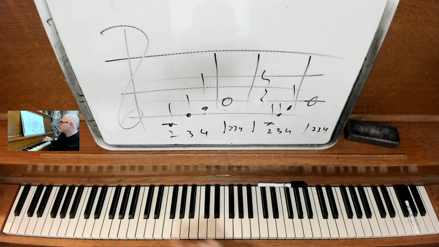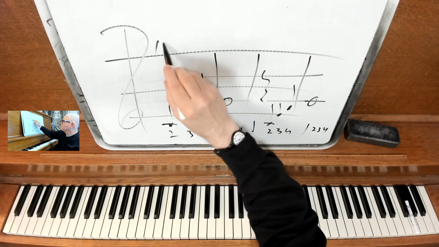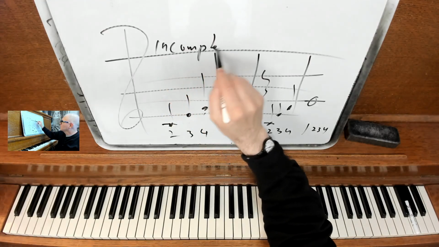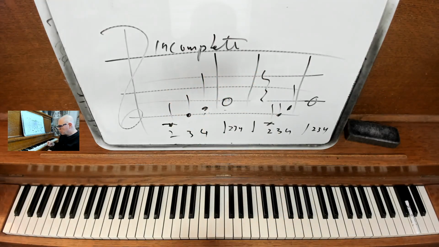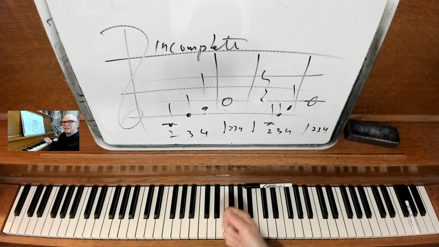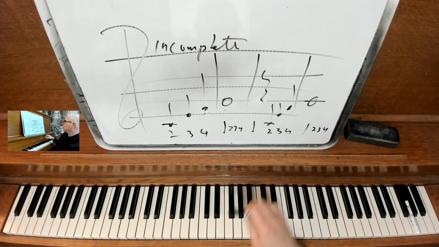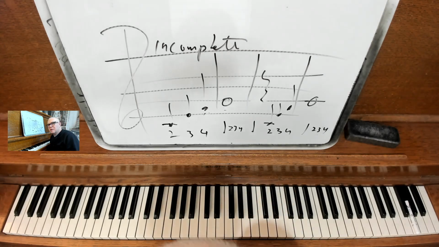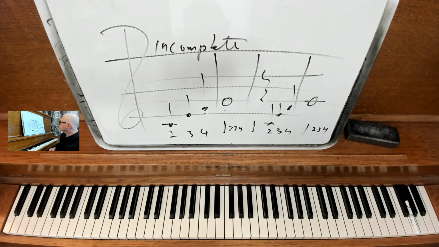So that incomplete measure, it's called an incomplete measure, as opposed to a complete measure. You know, 1, 2, 3, 4. 1, 2, 3, 4. 1, 2, 3, 4. You're starting on count 1, right? Here you're starting on count 2. That is the jazz in the piece. And this is a pretty important concept to understand in general in music.